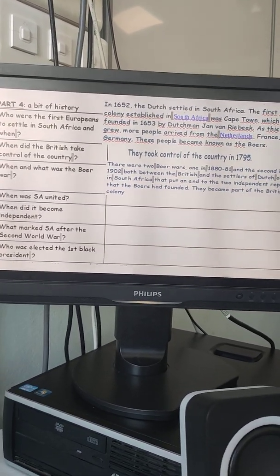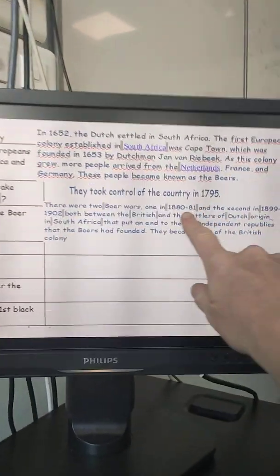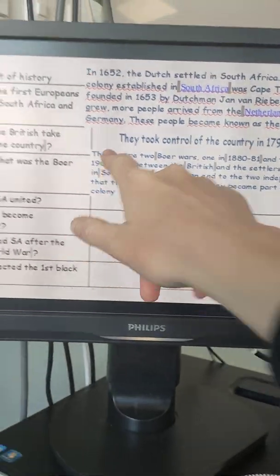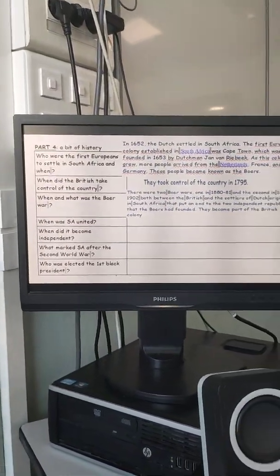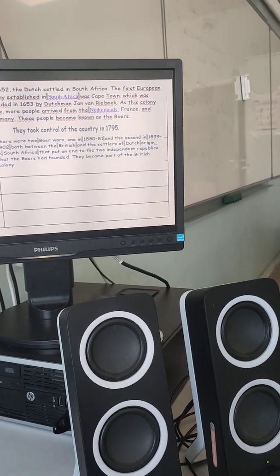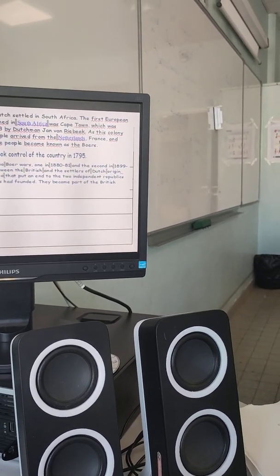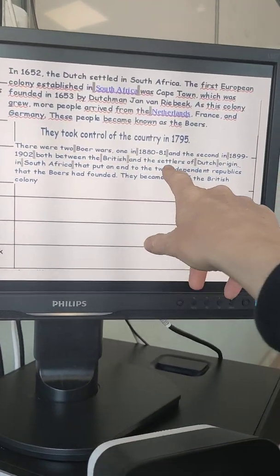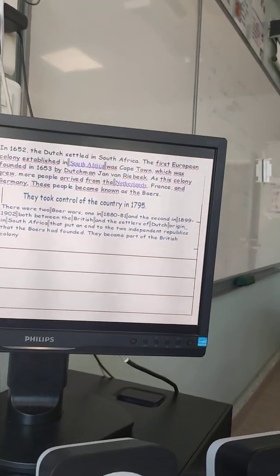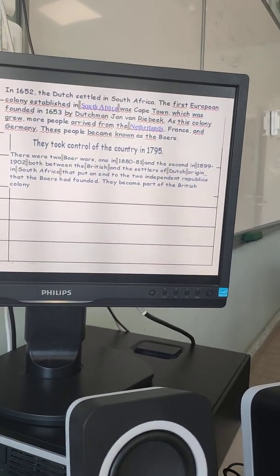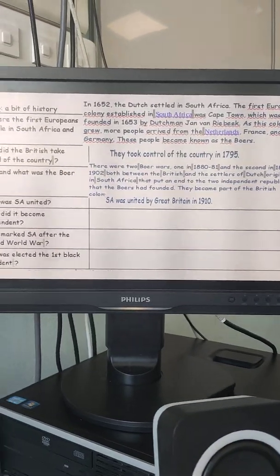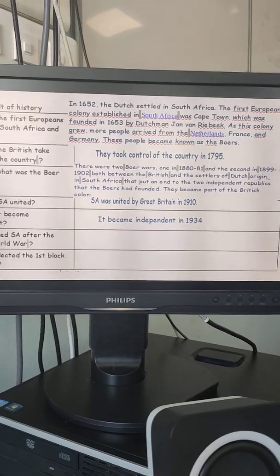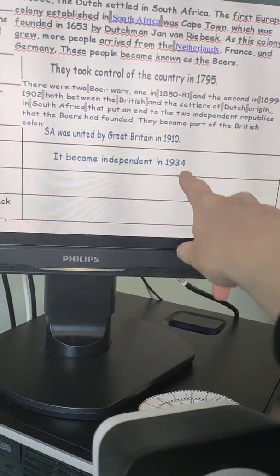Okay? Now, you had two different Boer Wars, in 1880 to 1881 and 1899 to 1909, which were between the British and the settlers, les colons, of Dutch origin. Okay? And South Africa was united by Great Britain in 1910. However, it became independent in 1934.